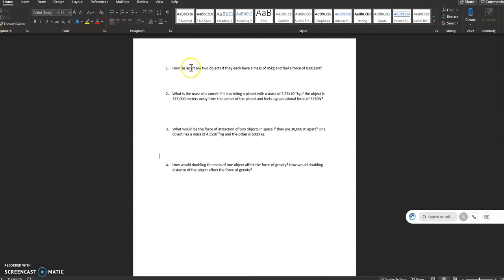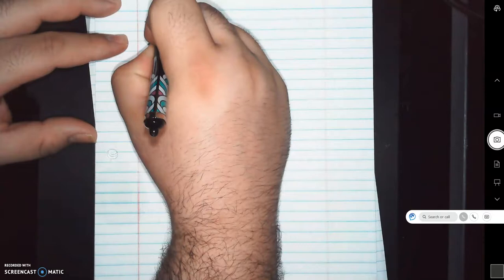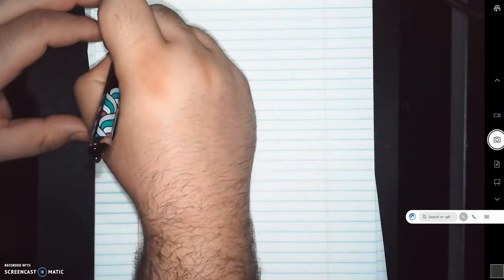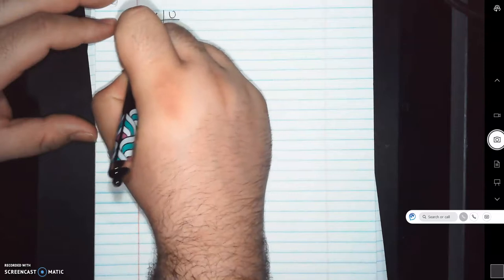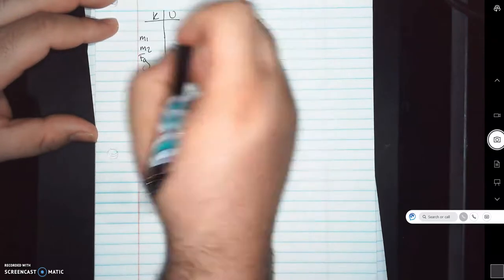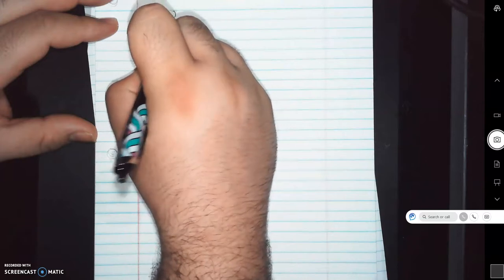The first one says, how far apart are two objects if they both have a mass of 45 kilograms and feel a force of 0.0012 newtons? So looking at this problem, every time we do any of these problems, we start with knowns and unknowns. So what's given to us in this problem is both m1, m2, and the force of gravity. So M1, it said it was 45 kilograms for both of these.